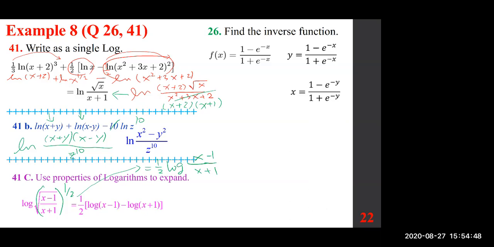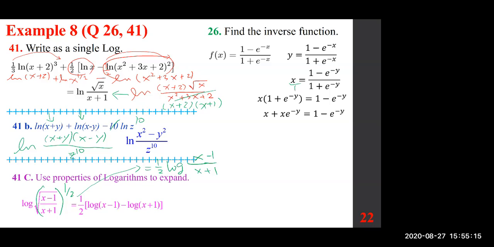So we are interchanging x and y. Of course, f of x is y. Then we do the cross product. I'm hoping nobody has any problem with the cross product. Fine. What is it that we are solving for? We want to solve for y. So how do we do that?